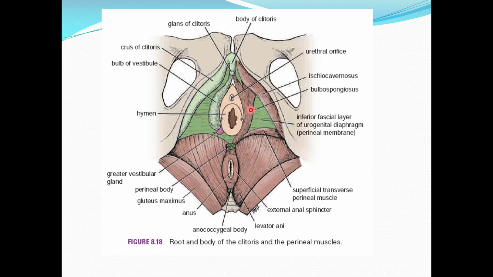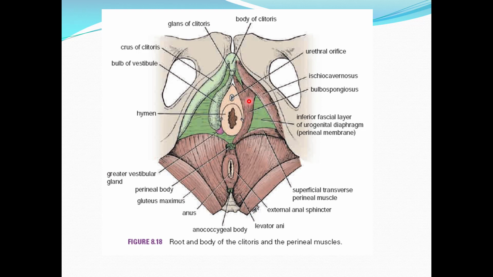Okay, see here in this diagram, this is the body of the clitoris and this is the glans of the clitoris. Here in this diagram, they have shown on one side the bulb of the vestibule and the crus of the clitoris. This is the bulb of the vestibule and this is the crus of the clitoris. The bulb of the vestibule is covered or overlapped by a muscle named the bulbospongiosus muscle.